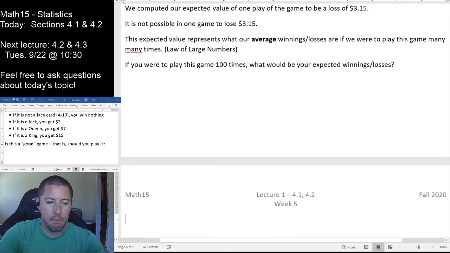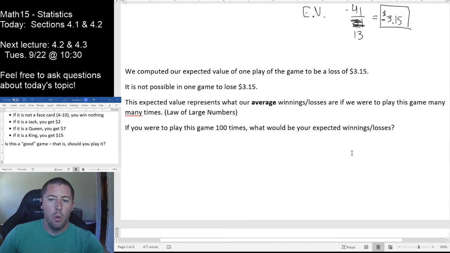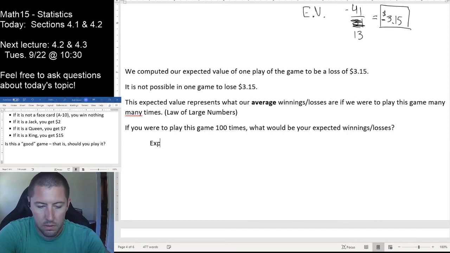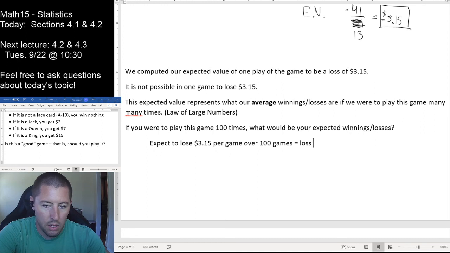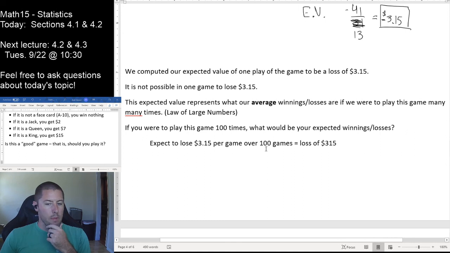Then what do we expect to happen? Well, in this case right here, we expect to lose $3.15 per game over 100 games, which equals a loss of $315, right? All I'm doing is multiplying the number of games times the loss per game to get the overall amount of losses right here. If we were to play this game 100 times, then we would expect on average to see about a loss of $315 overall.